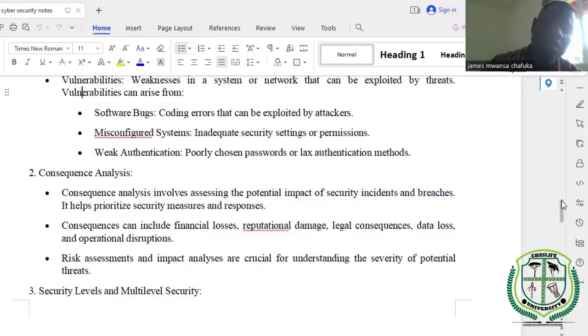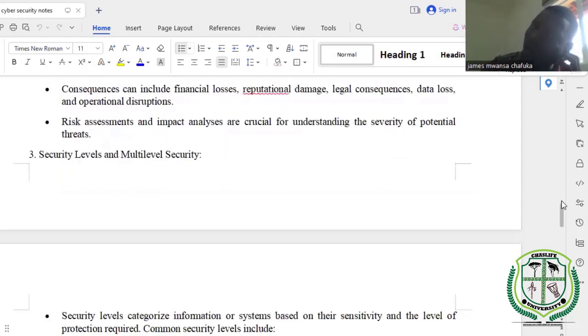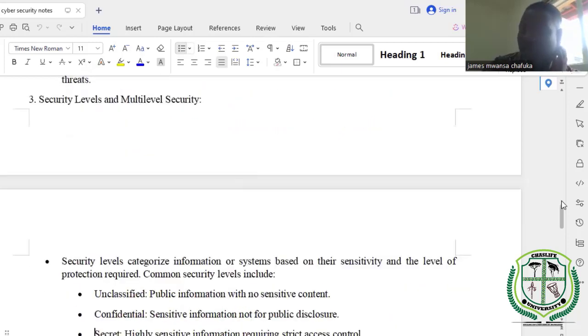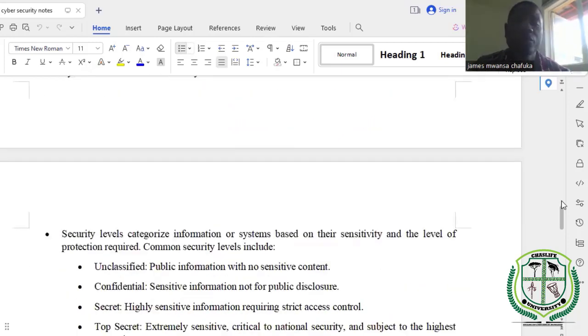And then we also have the aspect of security level and multi-level security. This point mainly focuses on security levels, which categorize information or systems based on their sensitivity and the level of protection required. And then we also have the common security levels, which include unclassified. When you talk of unclassified, we're talking of public information with no sensitive data.